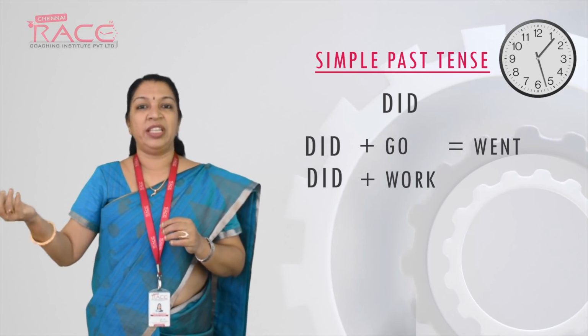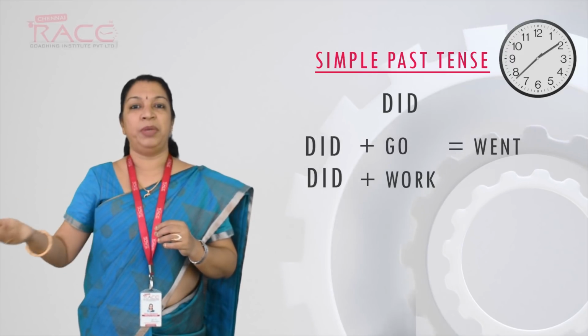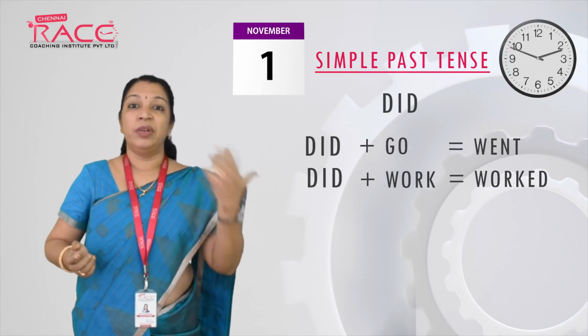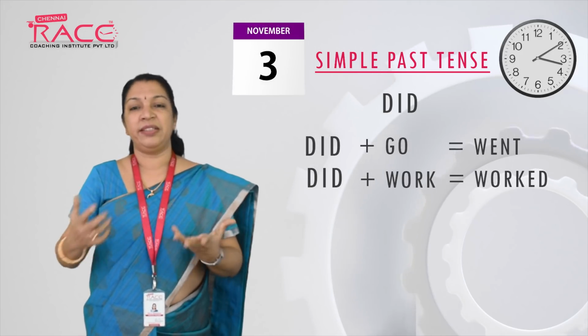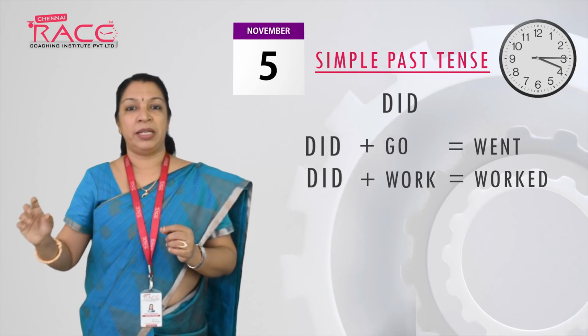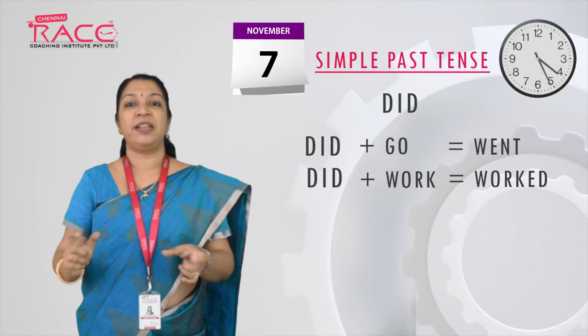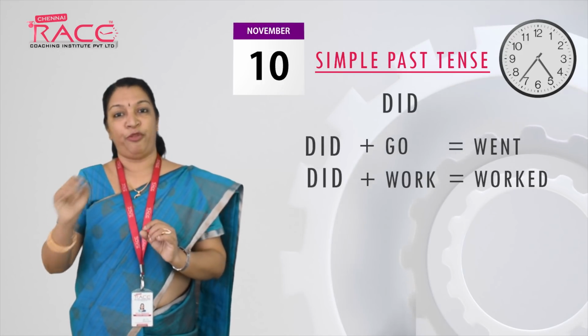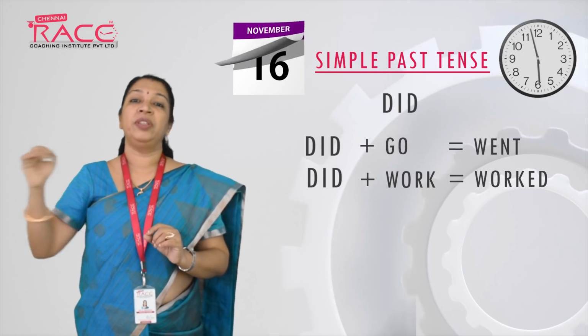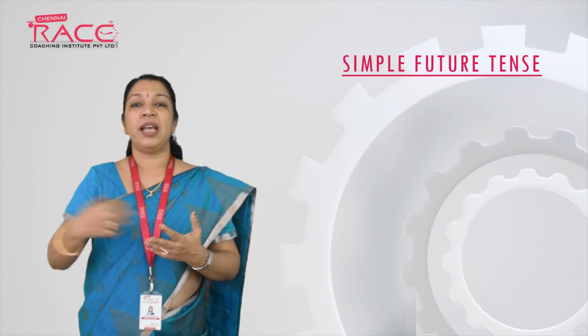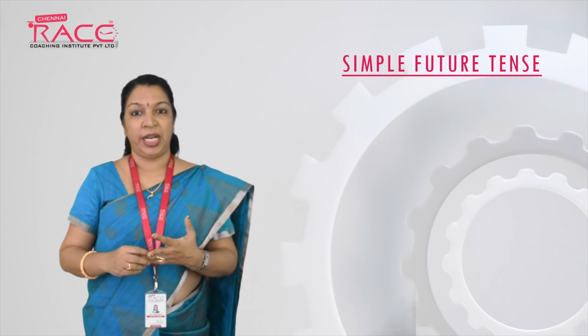If it is with d, we can simply add verb plus d, like worked. He worked yesterday. He worked last year, etc. So, simple past tense is used to express an action with time factor. This is the underlying statement of this tense. Now, let us have a look at simple future tense.